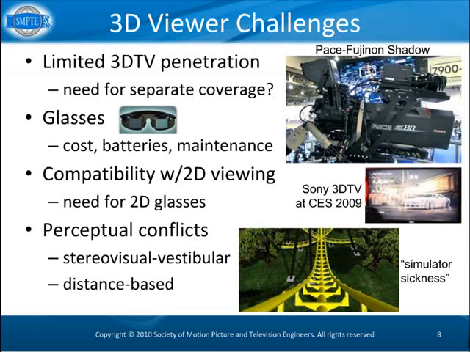Some people have proposed using 2D glasses for that, where both eyes get the same image. And then there's a perceptual conflict; I've shown a sort of roller coaster picture at the lower right. There's a stereovisual vestibular conflict that some people complain about, the sort of thing that causes seasickness. It's stronger when you have 3D, when your seat is not moving but the image is. That's sometimes called simulator sickness. And then there's a distance-based problem, and I'll talk a little bit more about that in a moment.